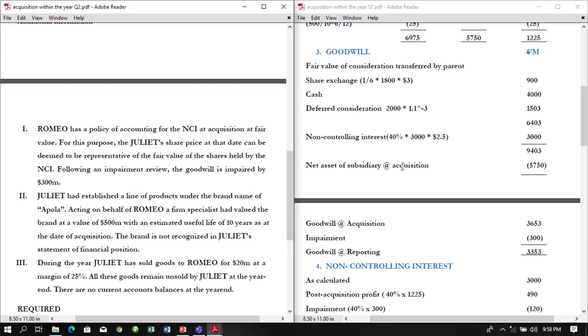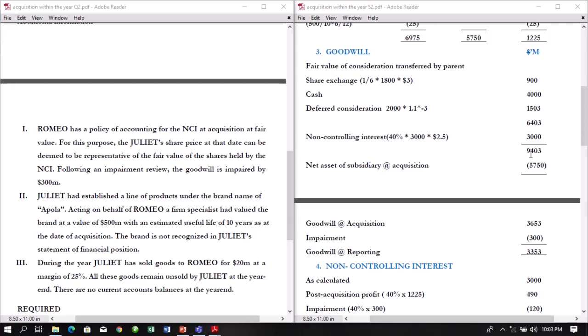Now, the total shares we have is 3,000 in the subsidiary. The subsidiary has 3,000 shares in total, and NCI owns 40% of those shares. So 40% of 3,000 will give us the total shares held by the NCI. Now, what is the share price of the subsidiary company? The share price of the subsidiary company is 2.5 as given in the question. So that gives me my total non-controlling interest to be 3,000.